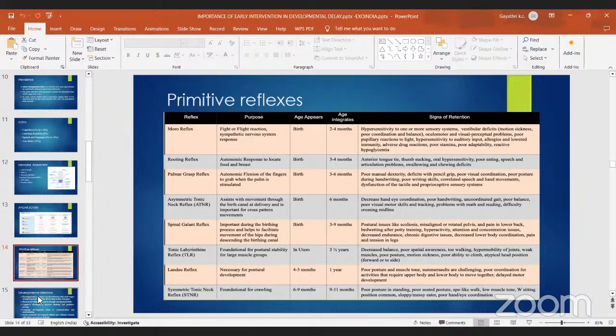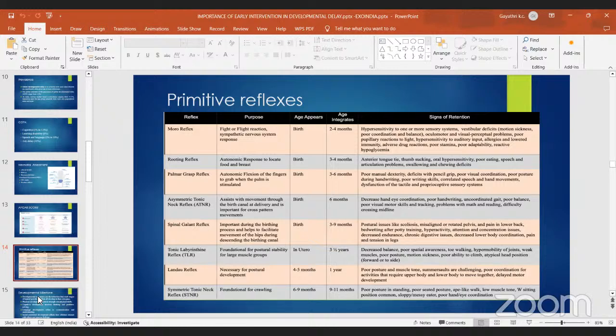The palmar grasp reflex is the grasping of the fingers. The baby should have proper grasping, flexion, and releasing of an object. If it's not there, the baby can't hold a pencil or pen, will not have proper coordination in handwriting, and will have poor writing skills. The baby will also not have a proper proprioceptive sensory system. Then we can go on with the ATNR.